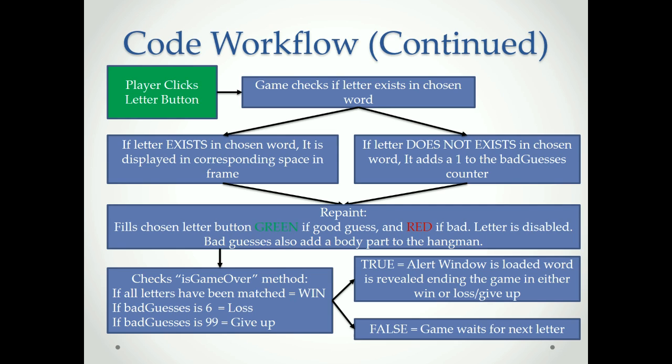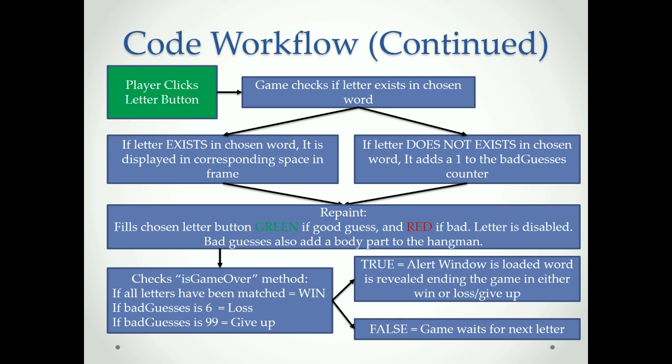When a player clicks the letter button, several things take place. First, the game checks to see if the letter exists in the chosen word. If the letter does not exist in the chosen word, it adds a 1 to the bad guesses counter. If the letter does exist in the chosen word, it then displays the corresponding space in the frame with the correct letter. This takes place on the repaint frame, which fills the chosen letter button green if it's a good guess and red if it's bad. It also disables the button as well. Bad guesses also add a body part to the hangman.